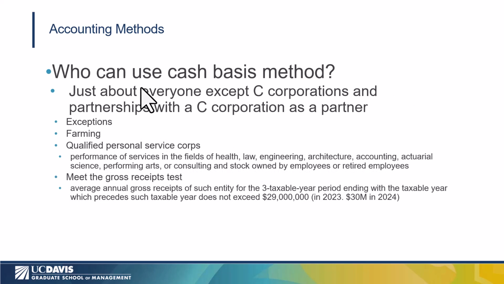So who can use this magical cash basis method? Well, just about everyone except C corporations and partnerships with a C corporation as a partner. But there are exceptions. Farming can almost always use the cash basis. Qualified personal service corps can use the cash basis. And those that meet the gross receipts test, this started in 2018, where the average annual gross receipts for the 3-year taxable period ending with the taxable year which precedes the taxable year doesn't exceed what is now $29 million in 2023. It goes up to $30 million in 2024, and it is inflation adjusted every year.